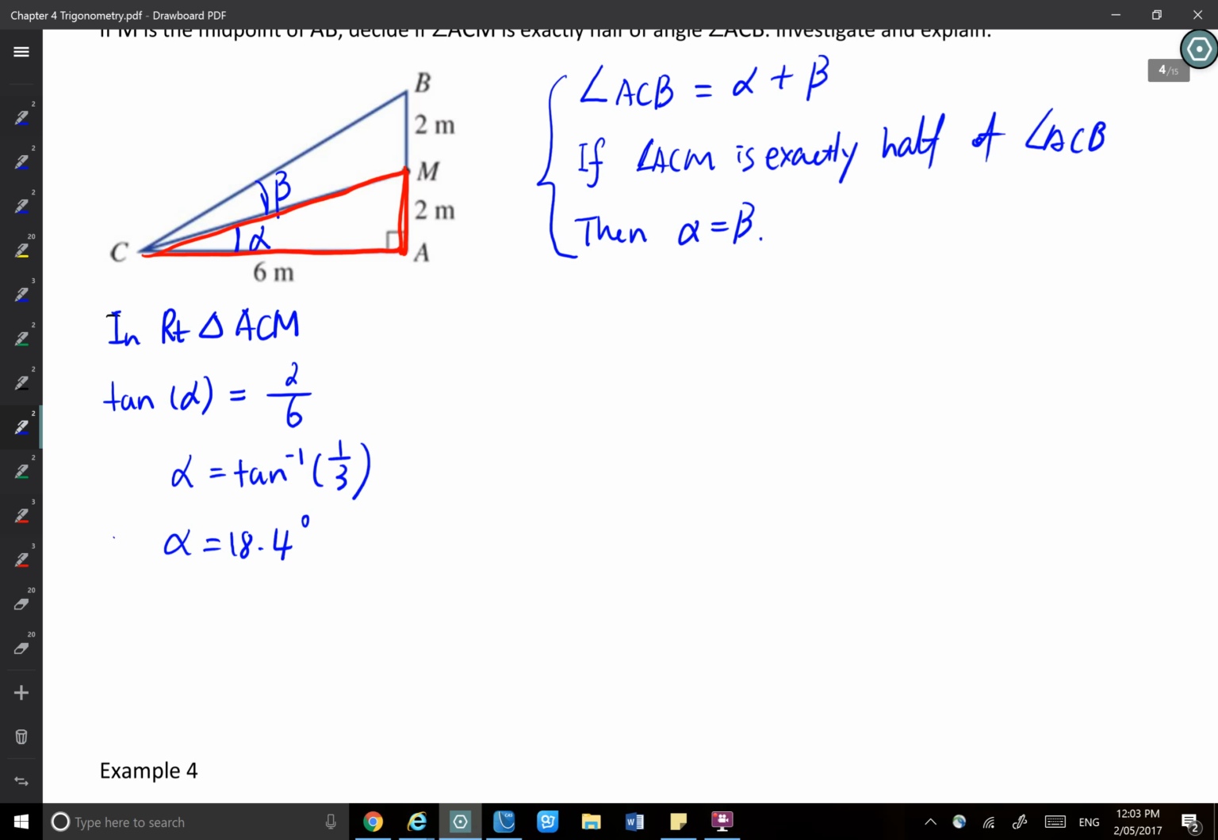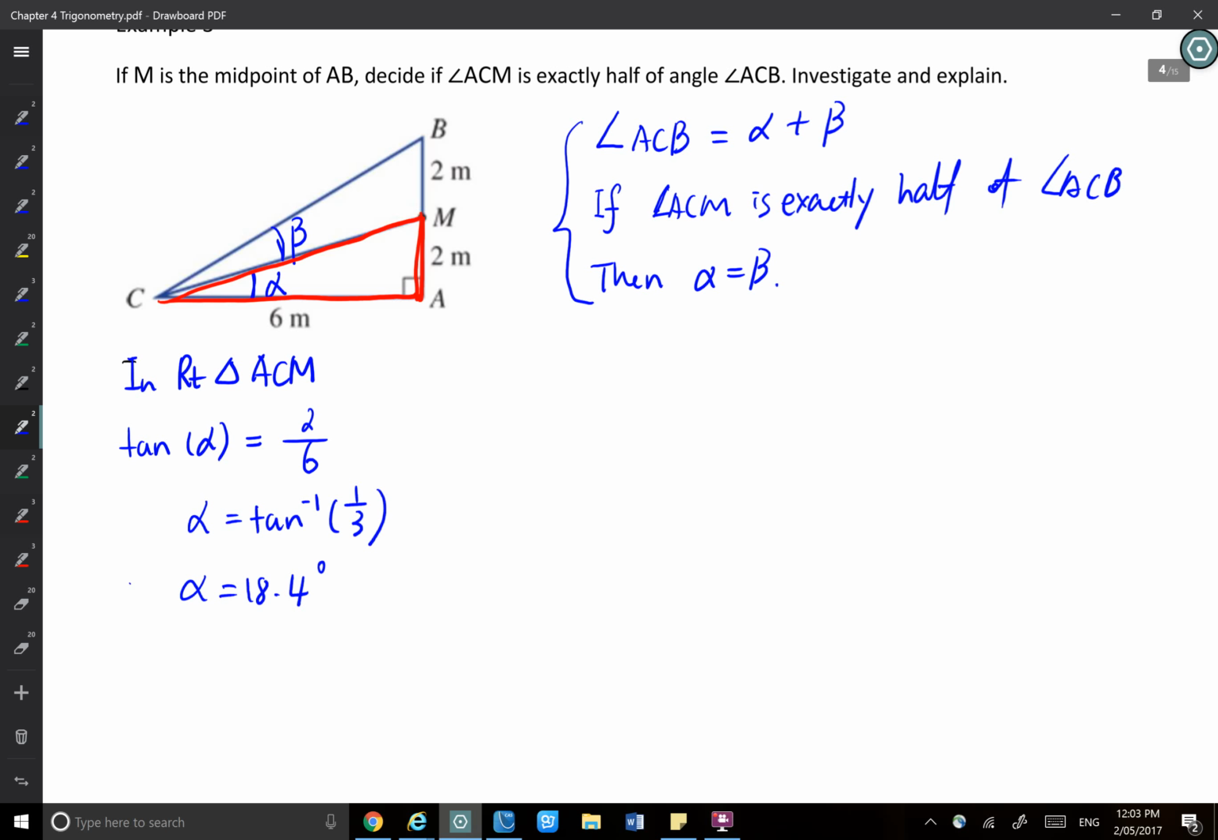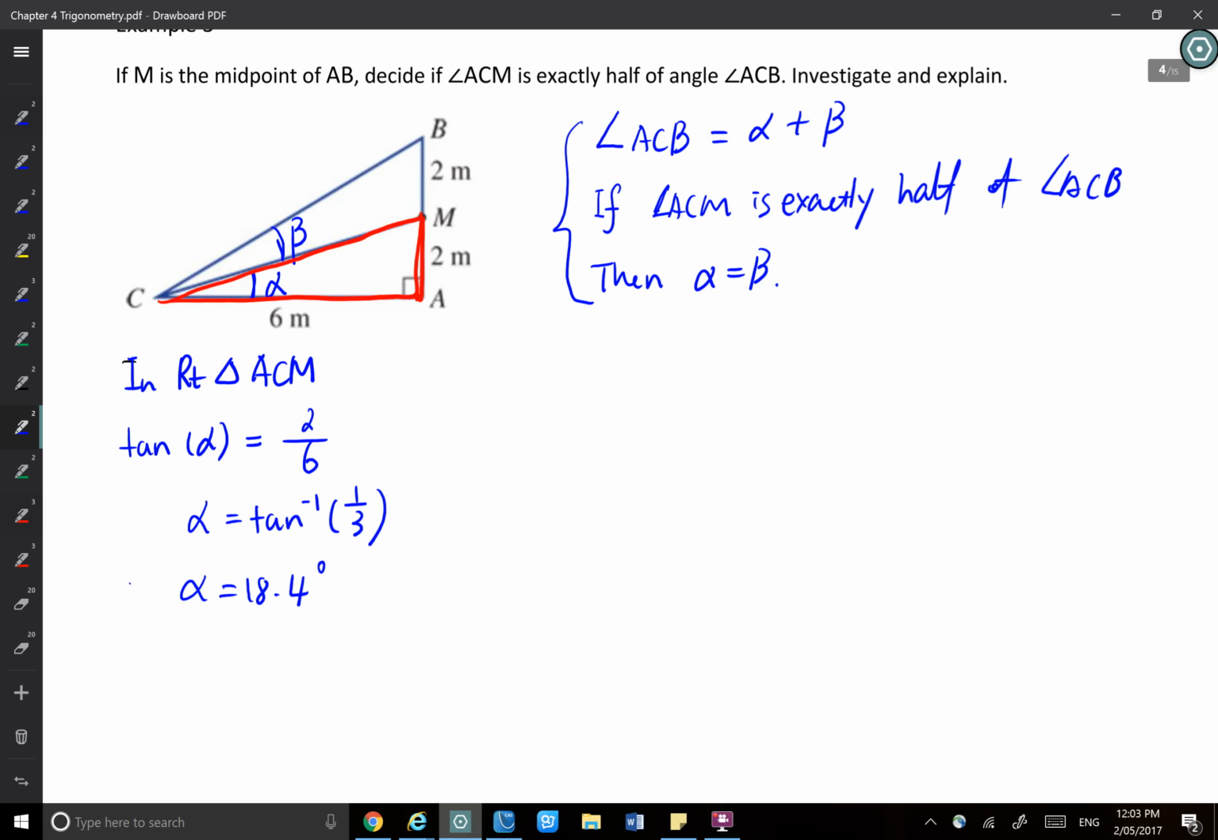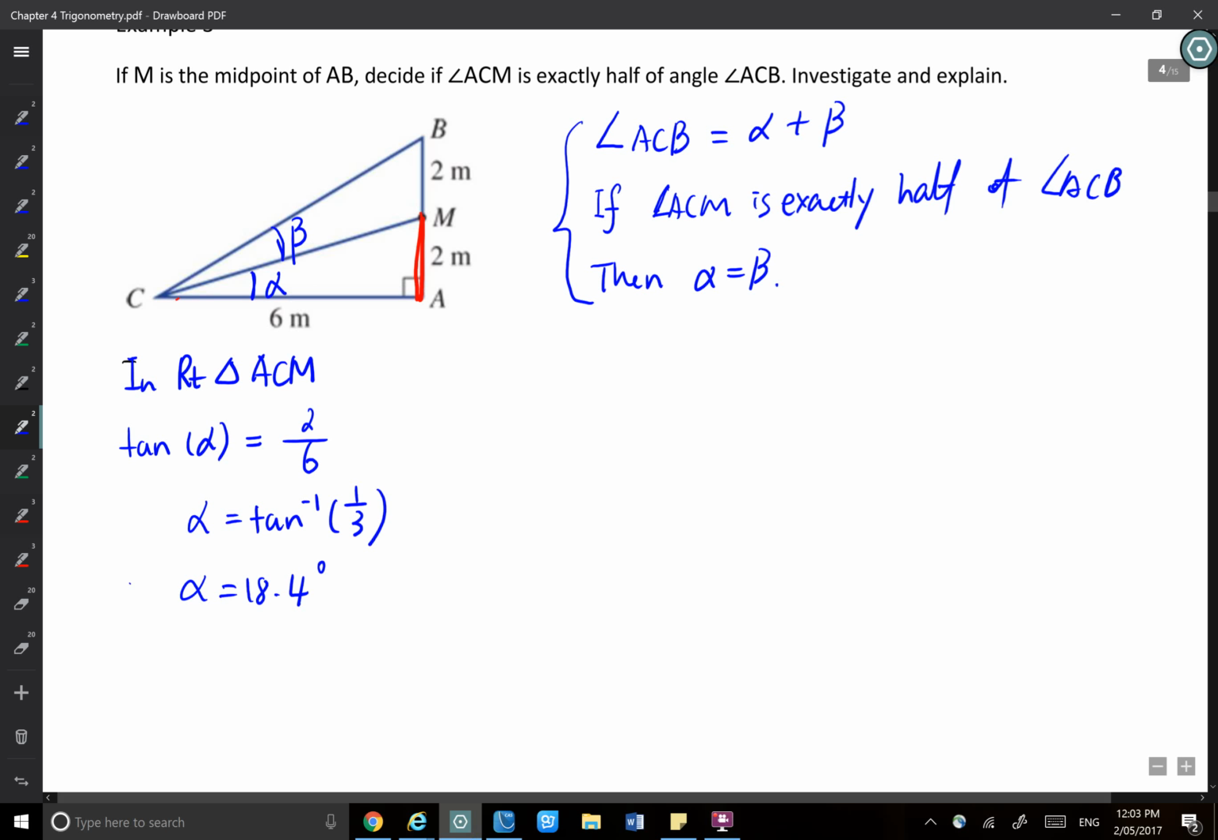So come back to this question. I need to finish that. Yep. No, BCM is beta. I said BCM is beta. Here. Only half of it. No, part of it is M.